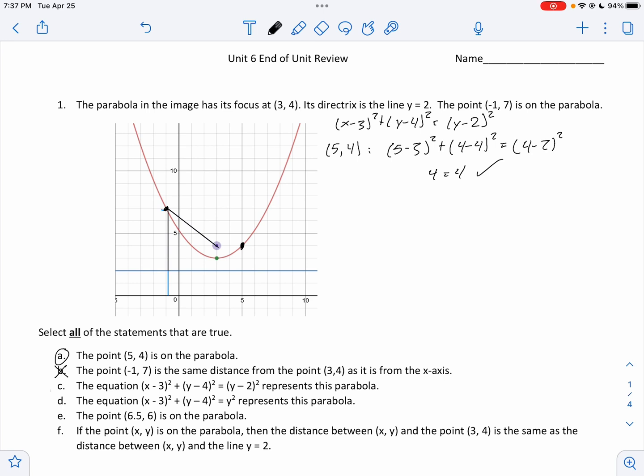In part C, we already worked out our equation of our parabola, and that is the right equation, so C is true. D represents a different parabola, so that one is false.